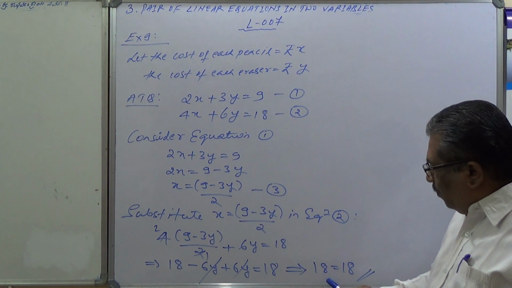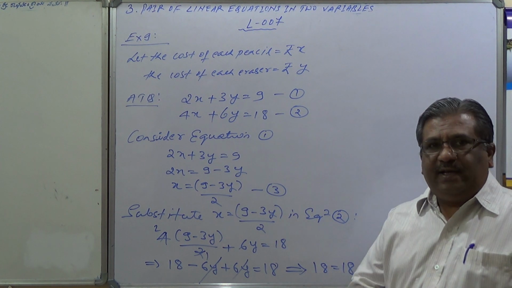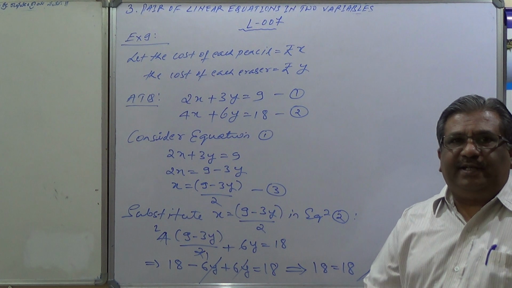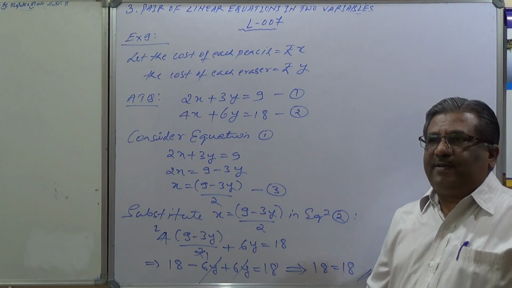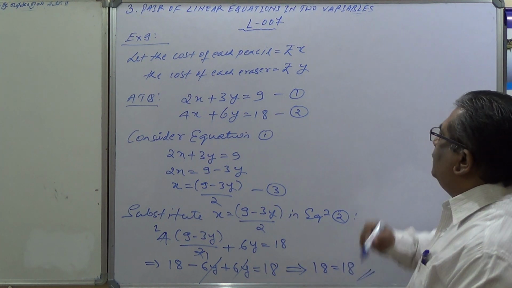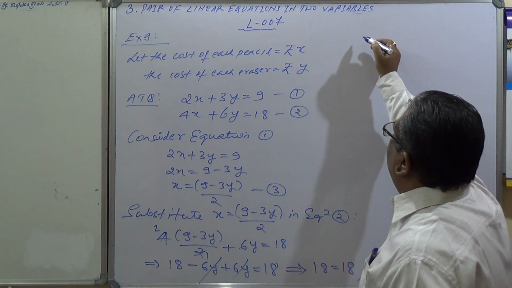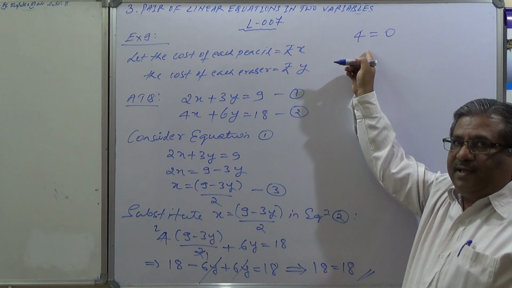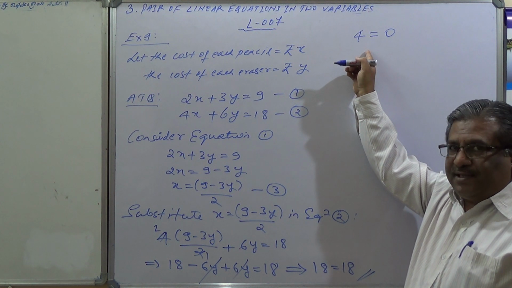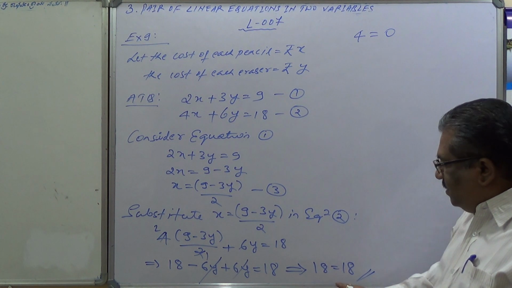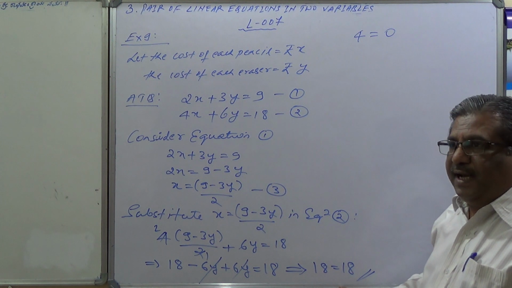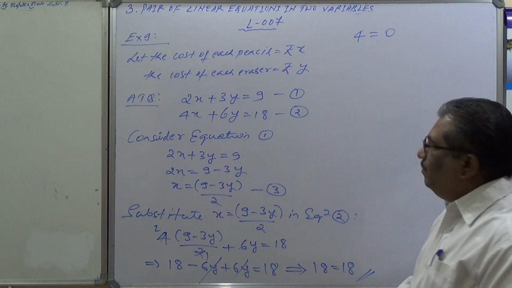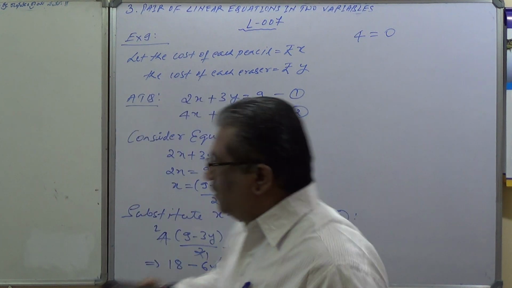Is the statement true? 18 equals 18. Yes, here the statement is true. What I mean by the statement being true is, for example, if we end up with something like 4 equals 0, I will say this statement is false. Here, LHS is equal to RHS, and therefore I will say the statement is true. Listen, how do I write now?